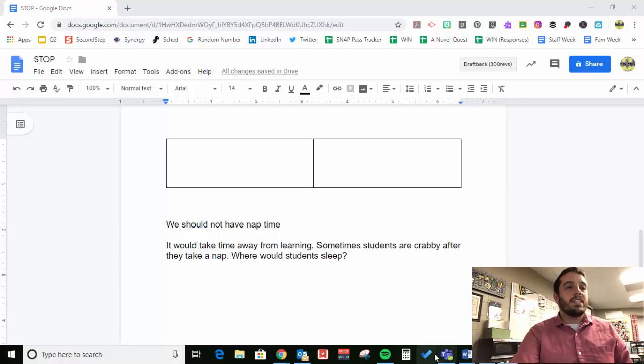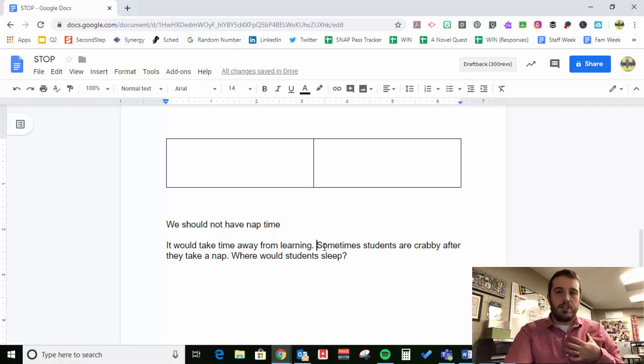It would take time away from learning. Sometimes students are crabby after they take a nap. Where would students sleep? Okay, so first thing I'm noticing is you've got a really strong claim right here at the very beginning. You kick it off with a really strong claim, and I like that. It's a very clear stance. I know where you stand on this topic. Then you've got 3 very clear reasons. And I like that too because I know where you're going with this.